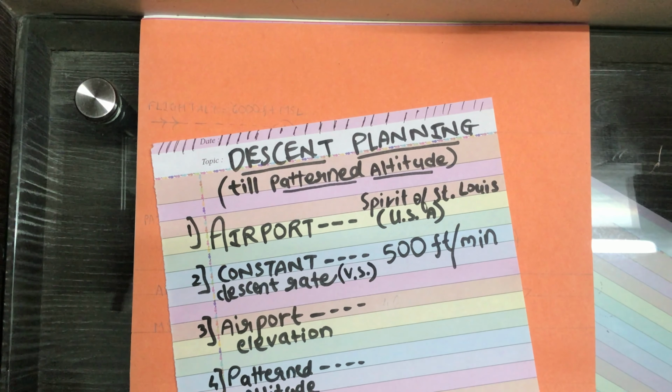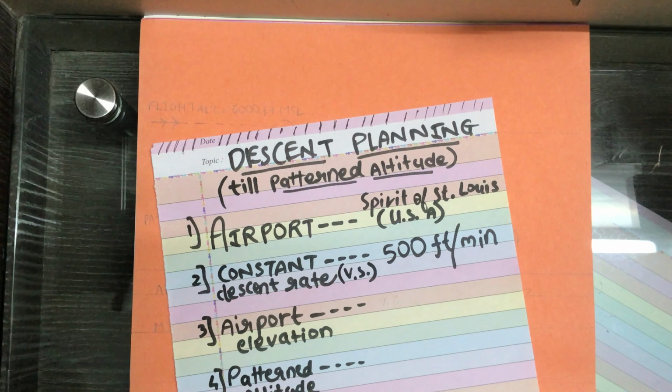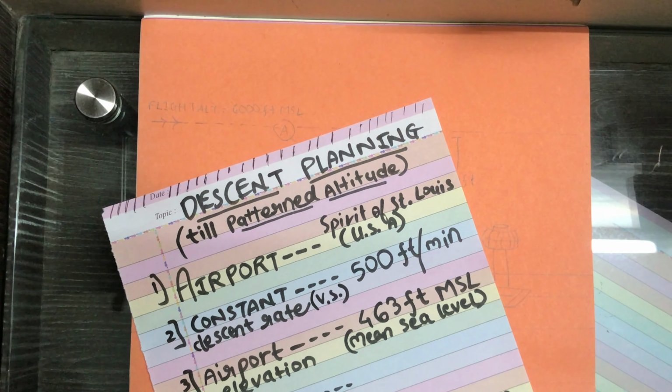And let's figure out the airport elevation, that is 463 feet MSL, which can be figured out from the airport chart such as this and airport diagrams. And now let's see what is the air traffic pattern altitude, where the ATC normally holds the incoming planes until the runway is cleared for the next successive landing.